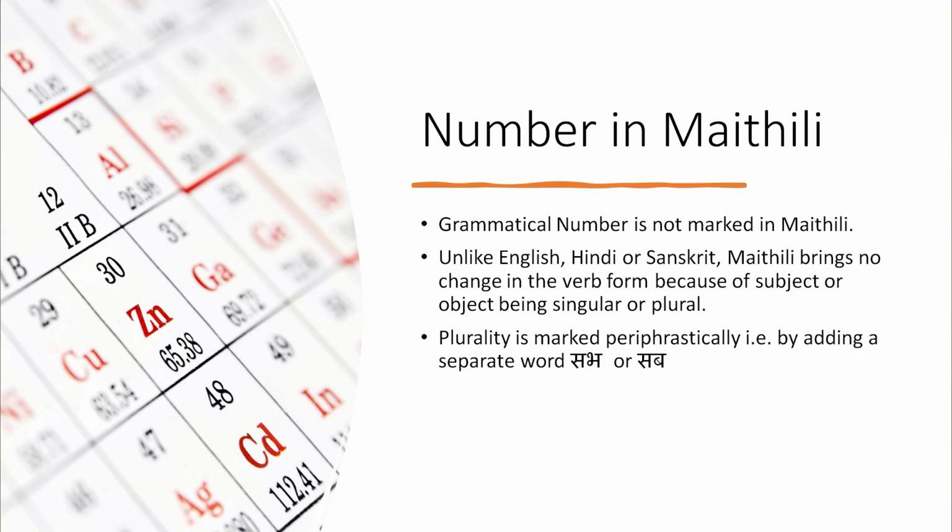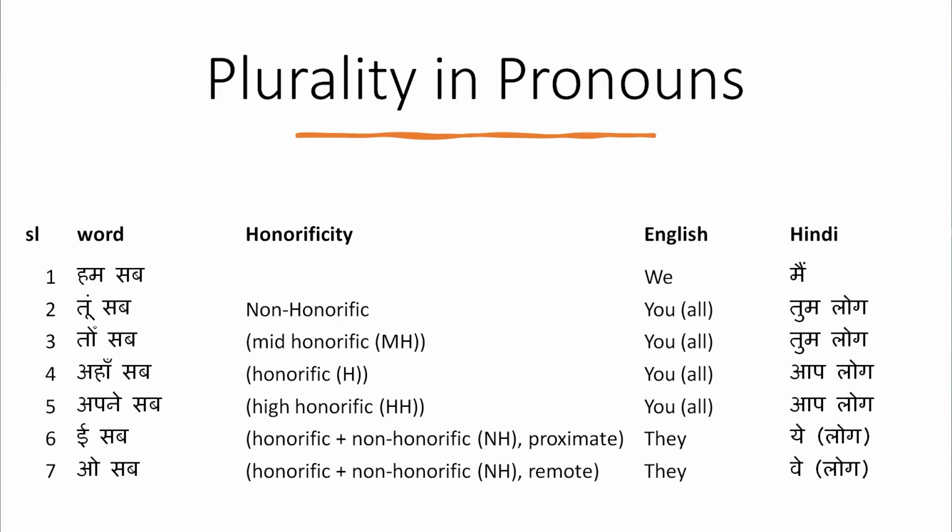Plurality is marked periphrastically, that is by adding a separate word sub or sob. So, if you have to make plural of the pronominal pronouns, you can simply say hum sob, which would mean we. Hindi is wrong here, so let us read it as hum log. Tu sob, which would mean you all. To sob, aha sob, apne sob, e sob, o sob. So, that is how it keeps on going. You simply need to add sub or sob.